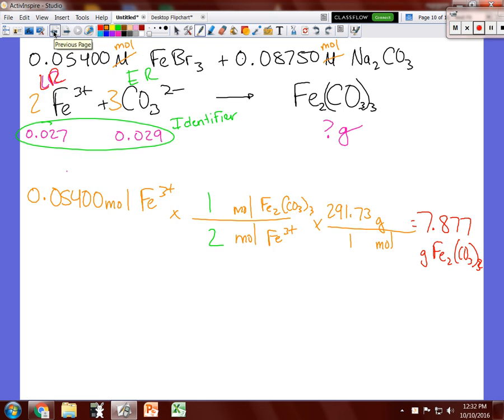All right, so we've got, the first step said convert LR to ER, right? All right, so our LR was 0.05400 moles of Fe3+, right? So I'm going to the moles of my ER, which was carbonate.